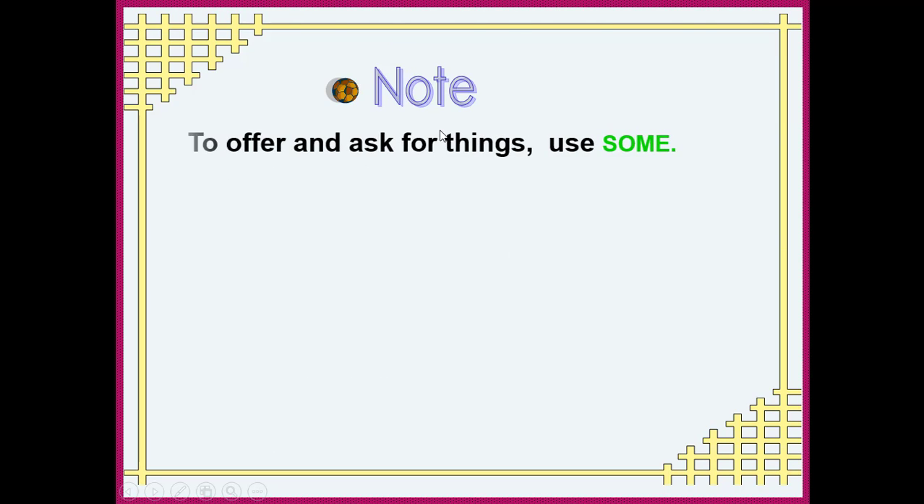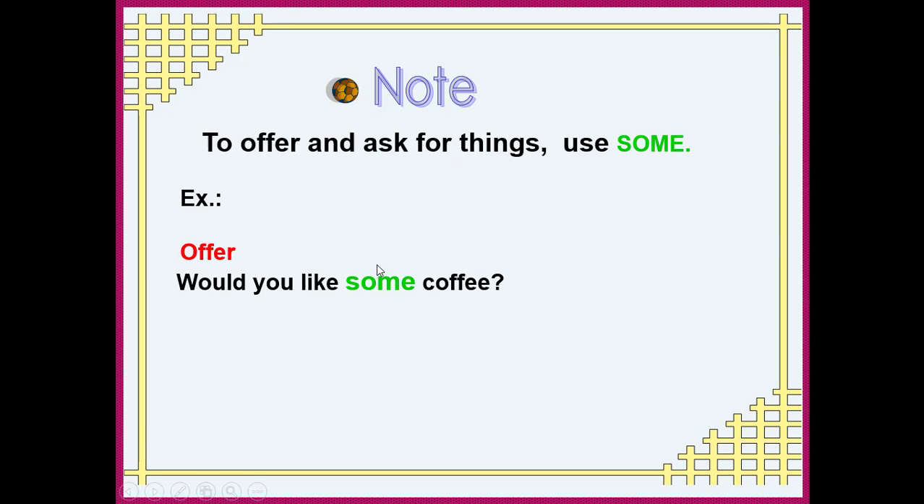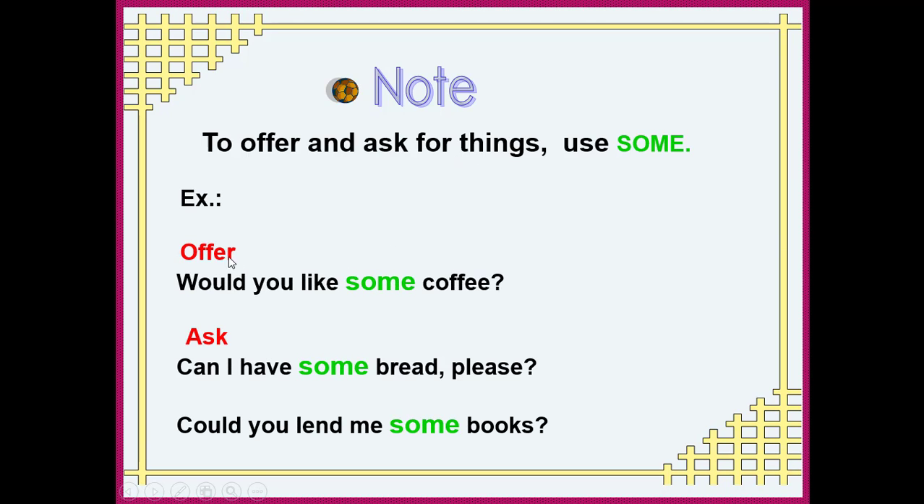Okay. Some notes. To offer and ask for things, use some. For example, when you want to make an offer, would you like some coffee? This is an offer. Would you like some coffee? To ask a polite question, can I have some bread, please? Could you lend me some books? Here, this note is to use some just with the offer and ask. Okay?